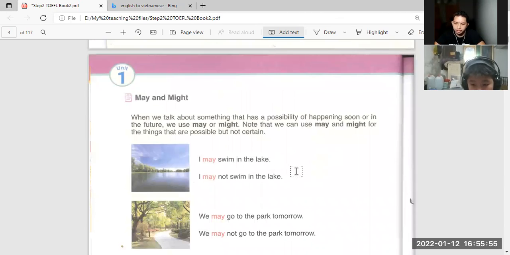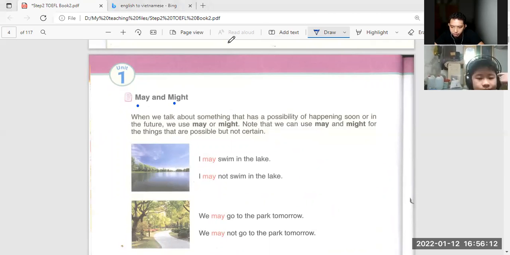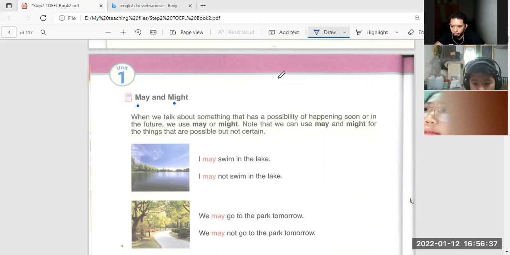Now, let's pay attention to this. I will explain about may and might. Nguyen, can you read that? Lei, can you read may and might? Turn on your camera, Lei. Don't turn off your camera, okay? So when we talk about something that has possibility of happening soon or in the future, we use may or might. We can use may and might for things that are possible but not certain.